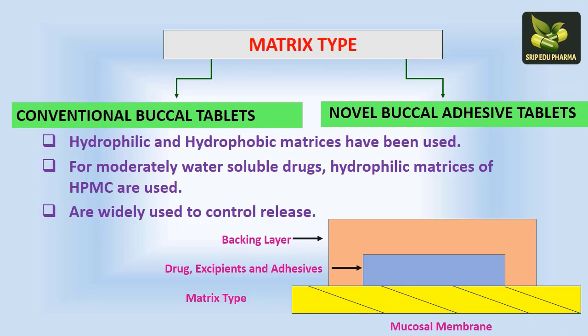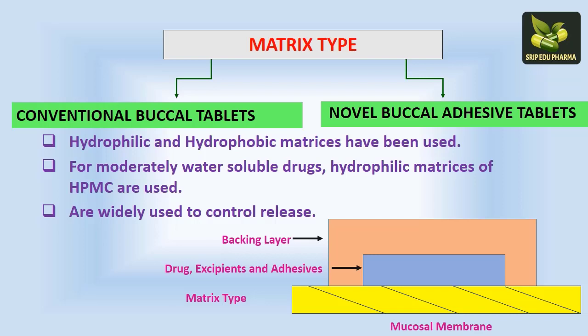So students, moving ahead in buccal dosage form designing, first of all we will go for tablets. When we classify these dosage forms, there are two types, that is matrix type and reservoir type, depending upon how they hold the drug. So they are broadly classified on the basis of matrix and reservoir. When we discuss matrix type, we can divide it into two different categories, that is conventional buccal tablets and novel buccal adhesive tablets. These are the two types of buccal tablets we are discussing here.